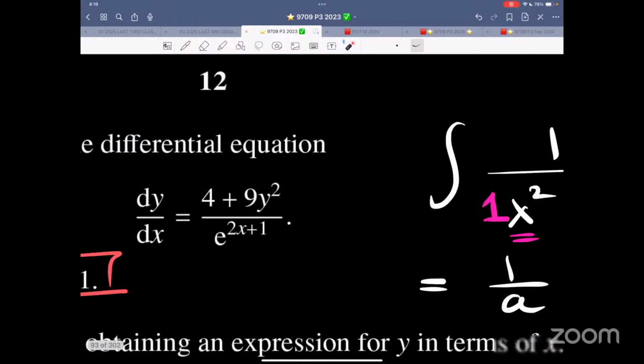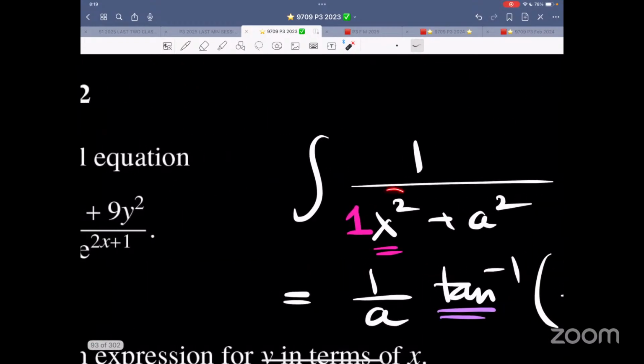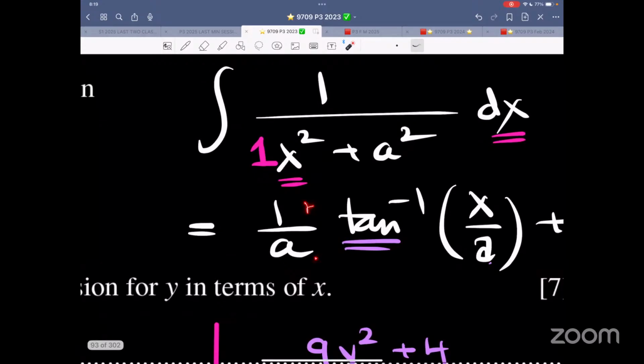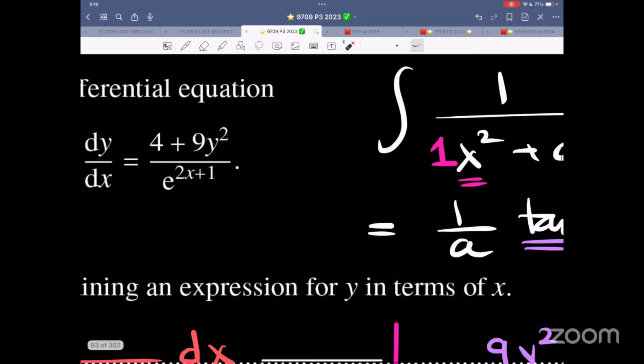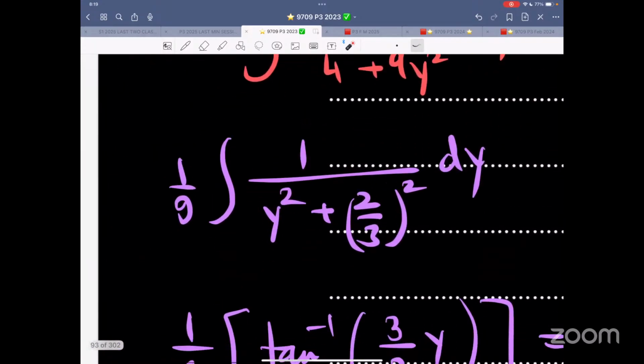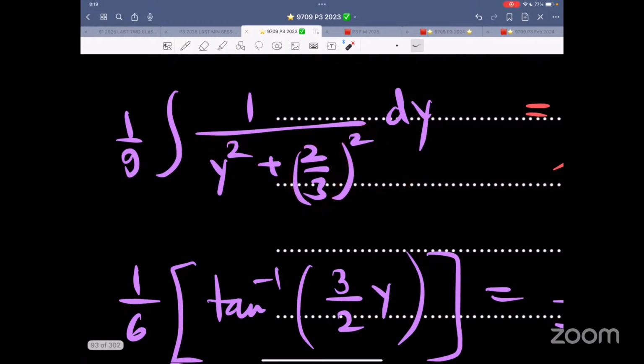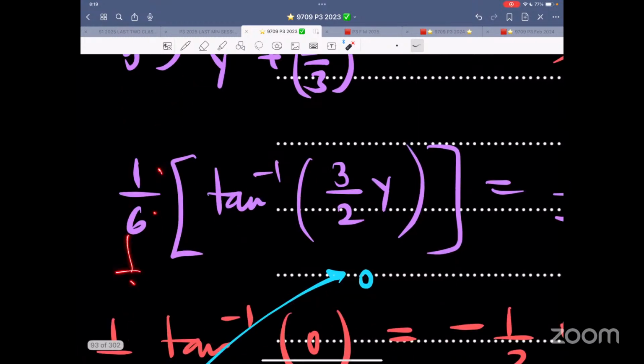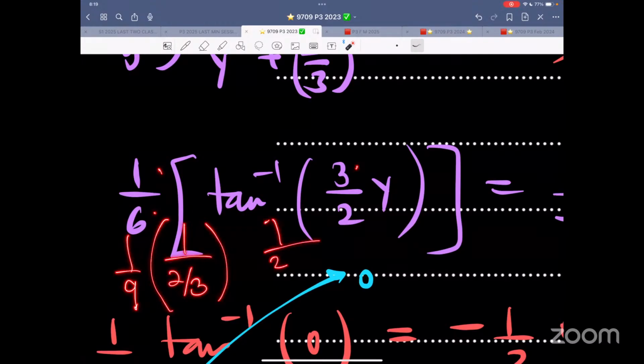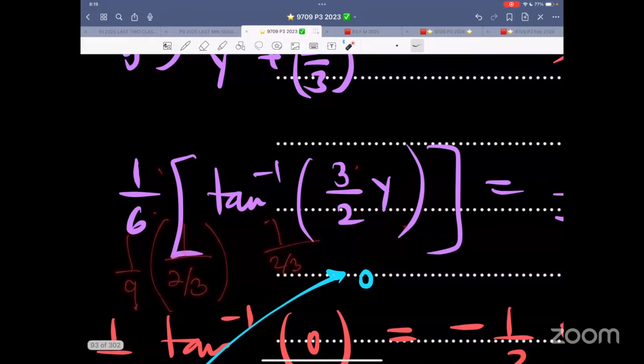Because in order to apply this thing, whether it's written in terms of x or y, the coefficient of x squared should be 1. And this should be a square. And then it would be 1 over a tan inverse x over a plus c. So let's just focus on this. This is y squared. This is 2/3 square. That is like a square. This is 1 over 9 into 1 over 2/3 tan inverse 1 over 2/3 plus c.